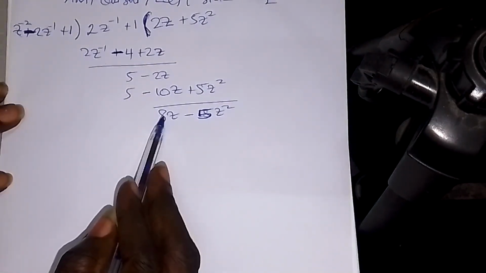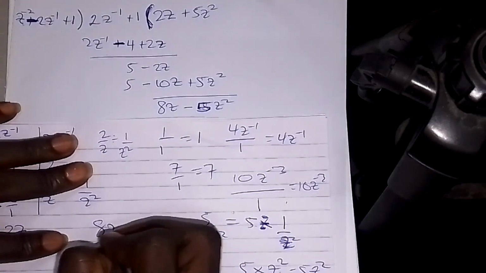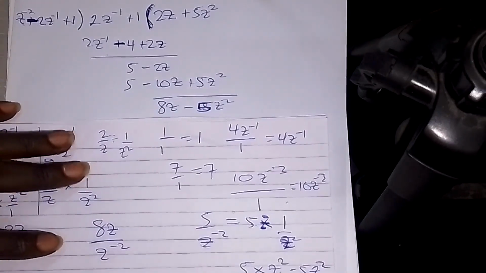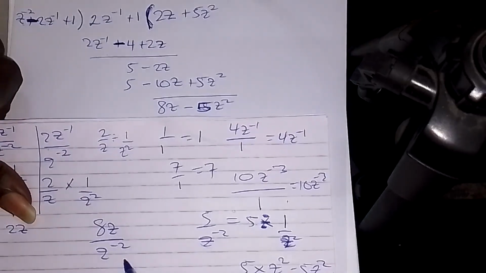Now, how many times can this one go here? If I want to know, what I will do is write 8z divided by z exponent minus 2. So 8z divided by z exponent minus 2.